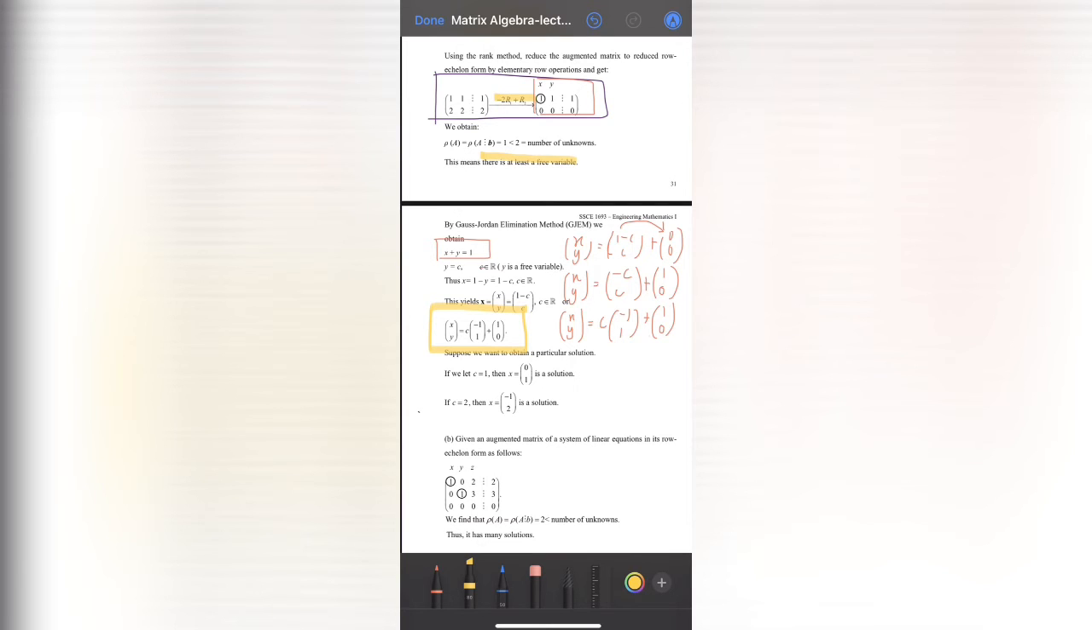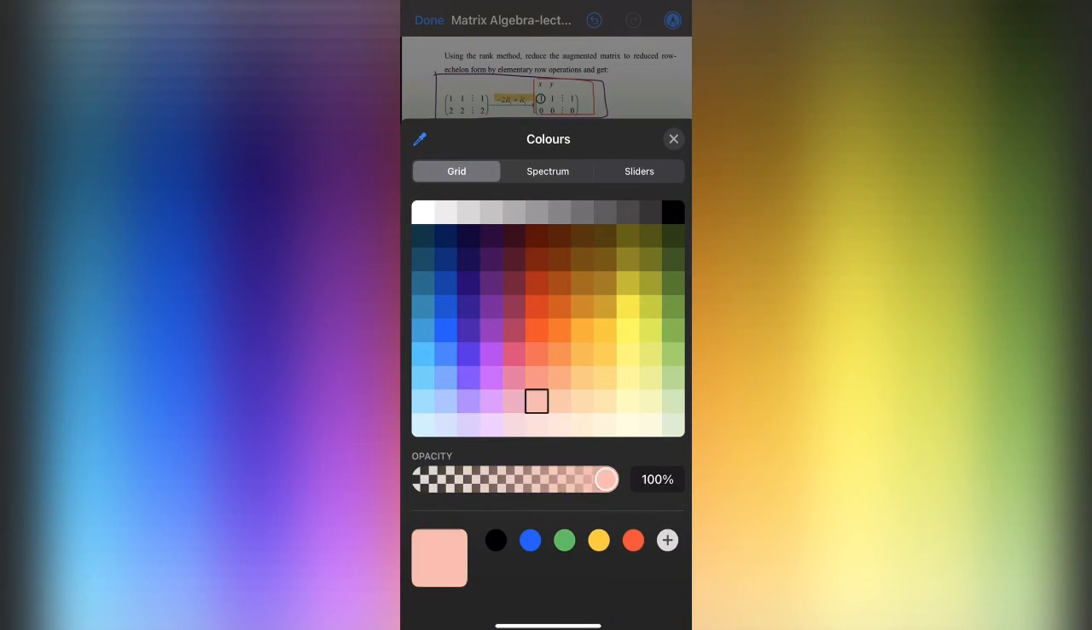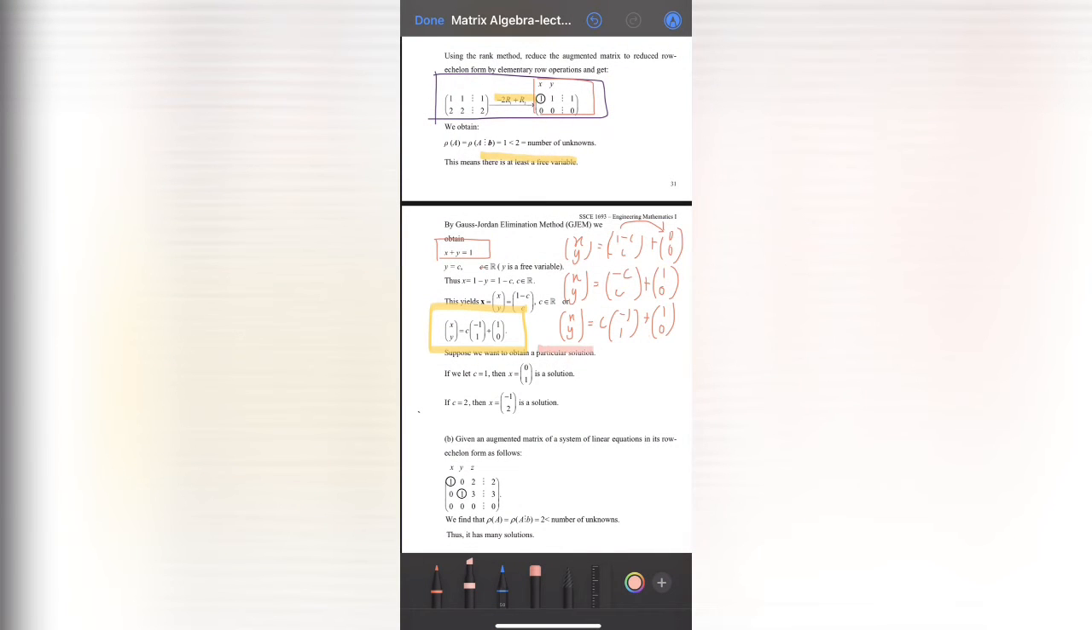Okay. Suppose we want to obtain a particular solution. So we need to let c be any real number. So here we let c equal 1, then we get x equals 0, 1. How do we get that? We insert the value of c into this formula. So c is 1, so 1 minus 1, we got 0. C is 1, so we got 0, 1.